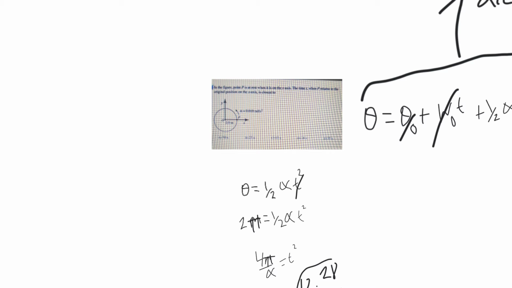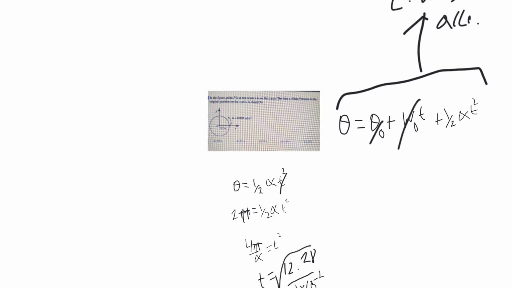Okay, now for question 6, we have here that in the figure, point P, it's right here, is at rest on the x-axis, right there. The time t when P returns to the original position on the x-axis is closest to. So basically it's telling us what's the time when P goes all around here and returns right where it was.